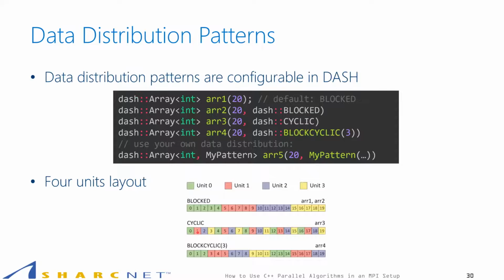In the cyclic pattern, each element is stored in the next unit, and then it cycles through all units again. And there is also a block cyclic pattern where you can mention the size of the block. For example, if you want to store three-dimensional points X, Y, Z, maybe you decide to use this block cyclic pattern to put X, Y, Z of each point in different nodes.